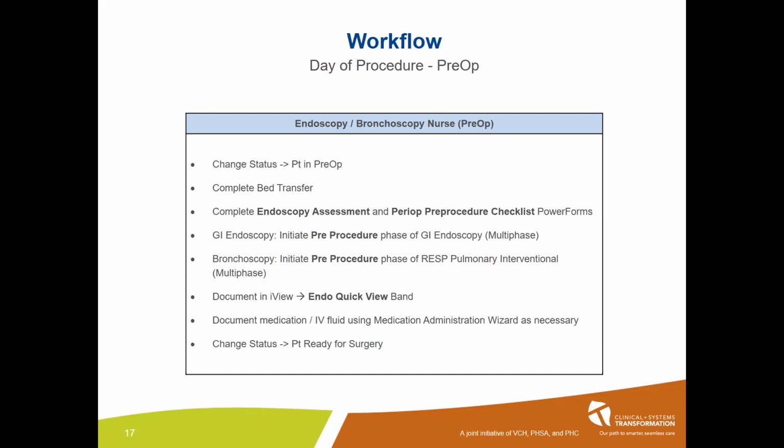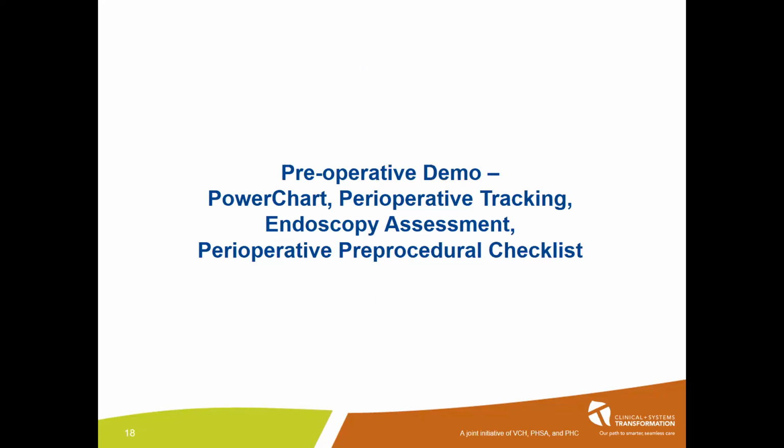And for documentation in iView, which is the flow sheet sections, there is the endo quick view band for the nurse to chart patient-specific activities. For any pre-op medications or IV fluids to be administered, it will also be charted in the medication administration wizard. And once the pre-op checking portion is complete, we'll update the status and then it will show that the patient is ready for surgery. Any questions for that?